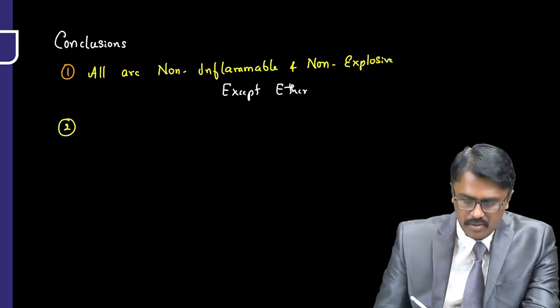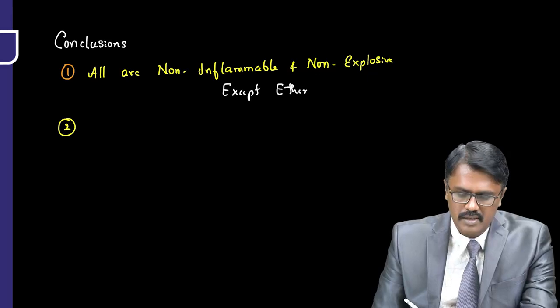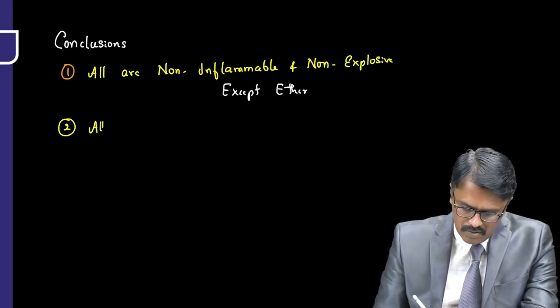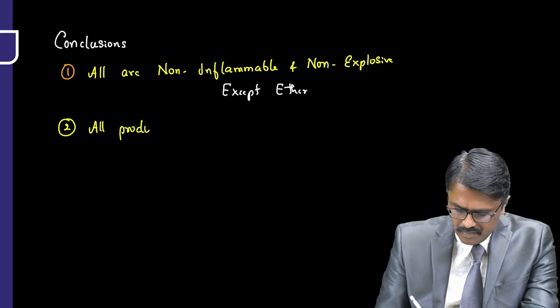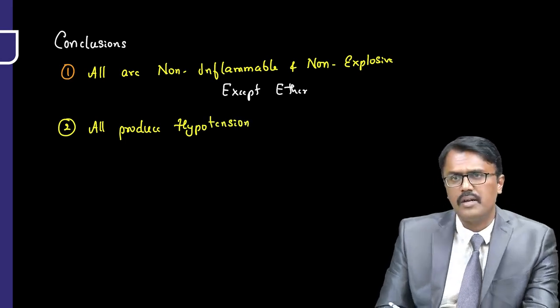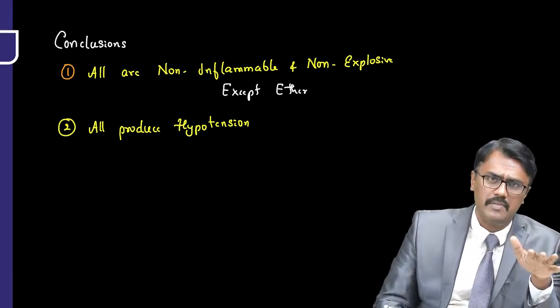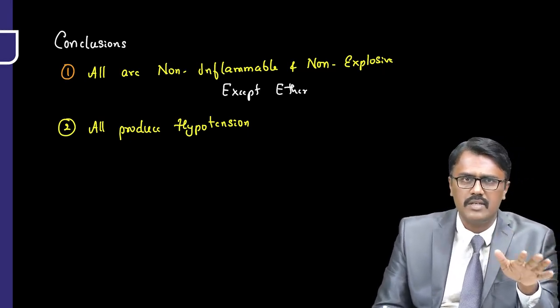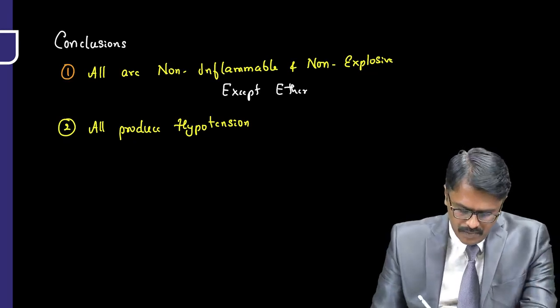Second general rule for general anesthesia, that is inhaled, all produce hypotension. All of them produce hypotension. Sir, what about sevoflurane, isoflurane? Isoflurane will also produce, but not that much. So it will maintain the cardiovascular stability. So all of them can produce hypotension.